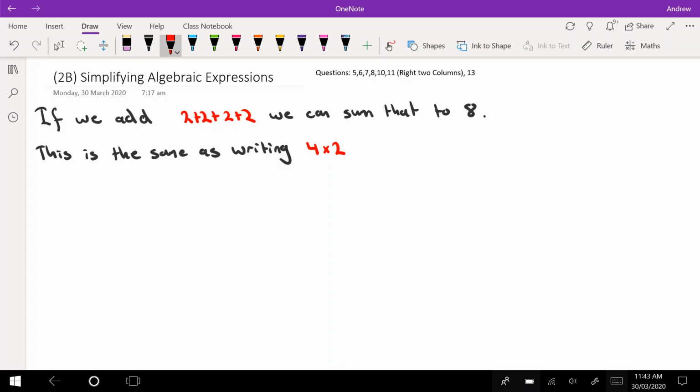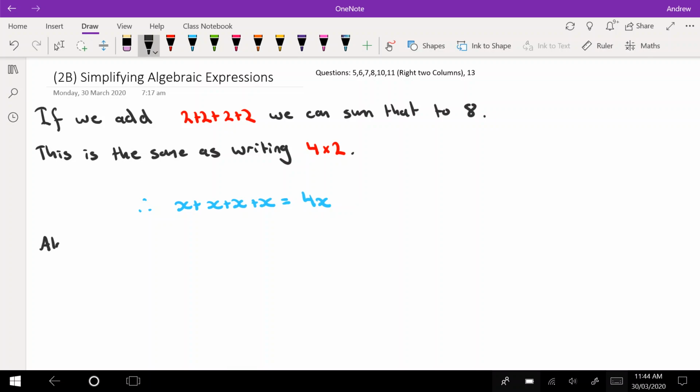So therefore, instead of 2, let's say we had x. And if we had x plus x plus x plus x, well, that is just going to be equal to 4x. And that's kind of what we're going about here.